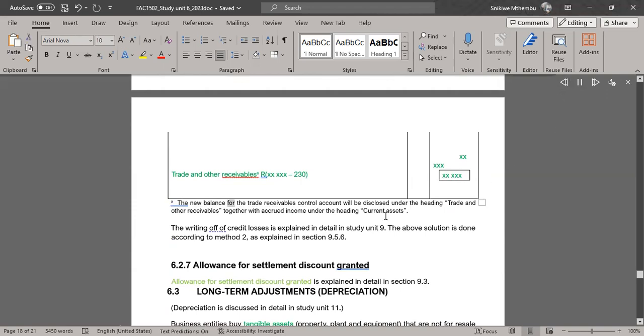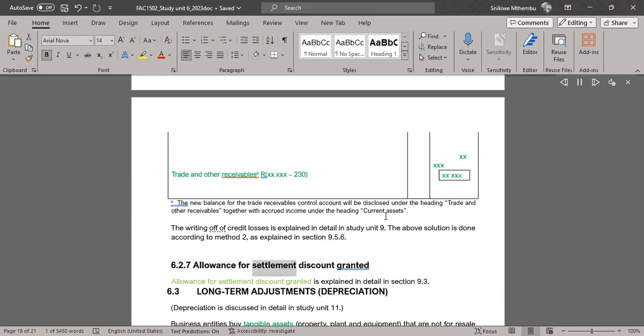The new balance for the Trade Receivables Control account will be disclosed under the heading Trade and Other Receivables, together with accrued income, under the heading Current Assets. The writing off of credit losses is explained in detail in Study Unit 9. The above solution is done according to Method 2, as explained in Section 9.5.6.